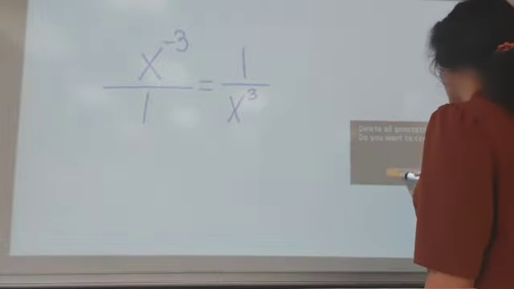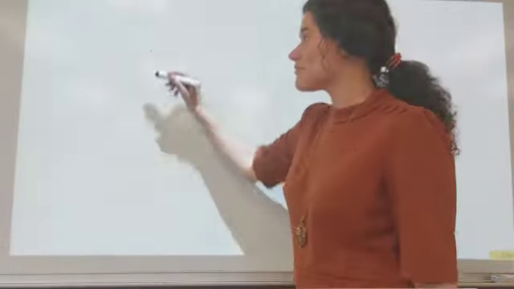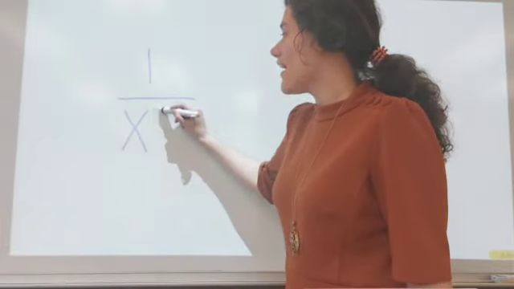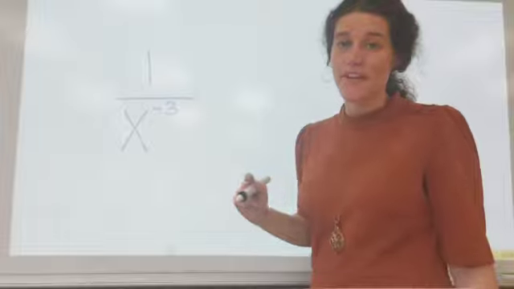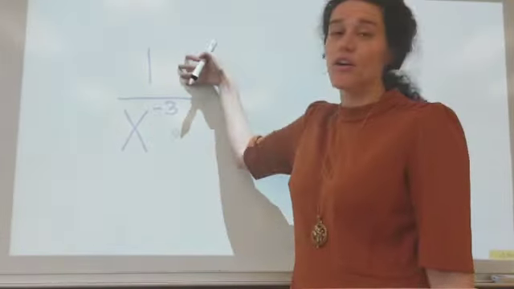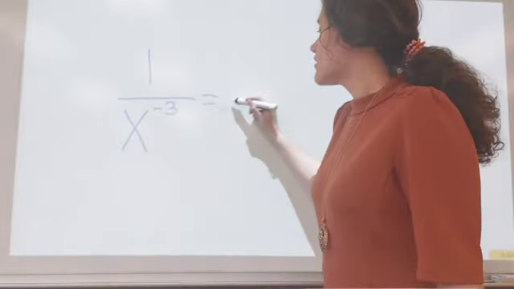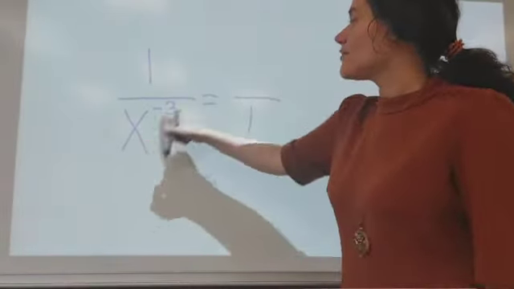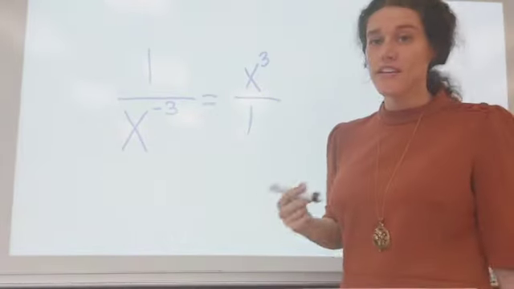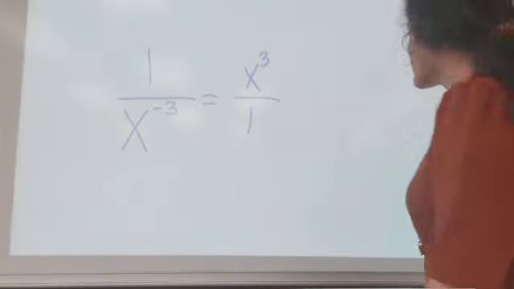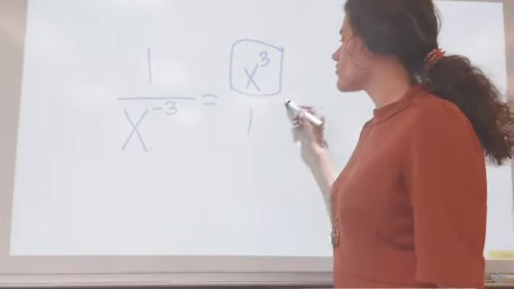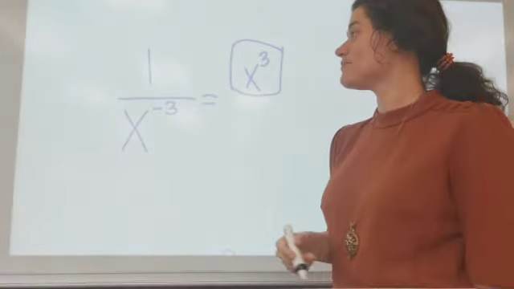Let's look at what happens if it's already on the bottom. So if I'm looking at some letter or some variable, and now it's in the denominator and it's negative, well, that still means it's on the wrong floor. It needs to get on the elevator and go up this time. So now I'm going to have the x move up so that the 3 can become positive. And then that's how we get the answer of x cubed. Anything over 1 is just a whole number.